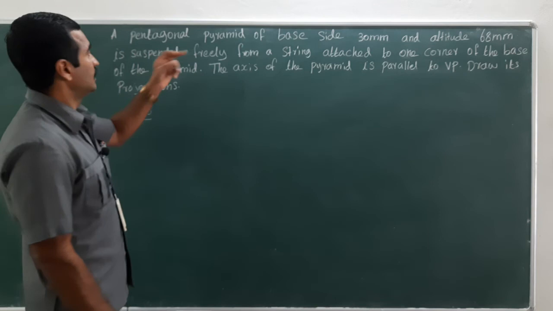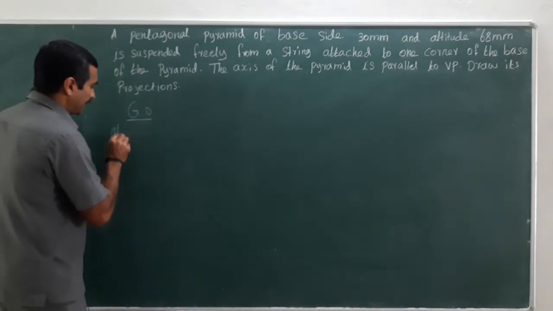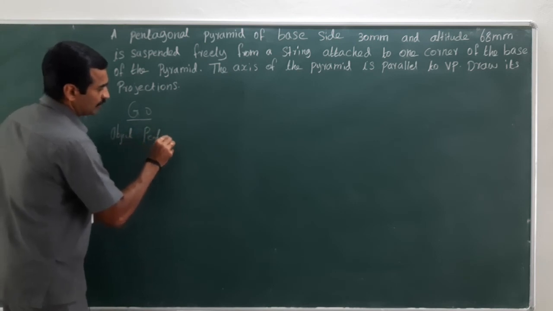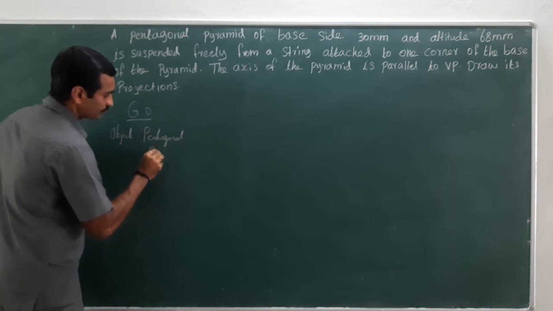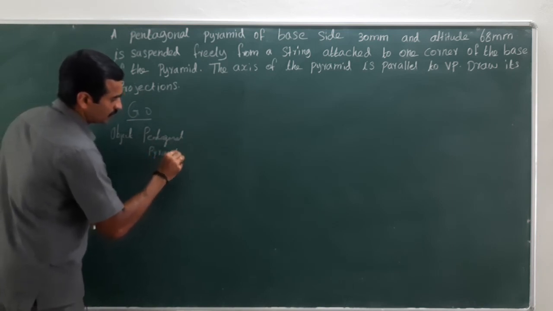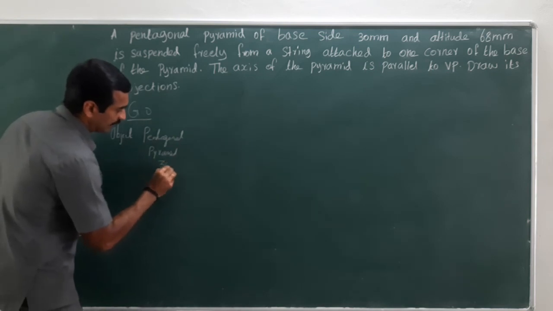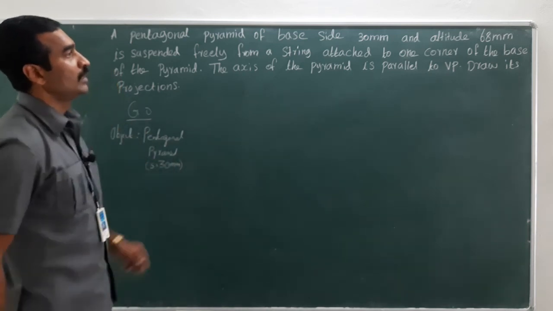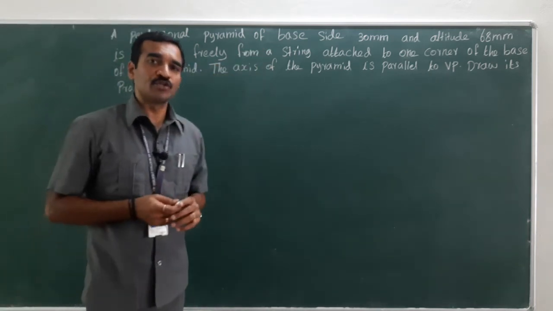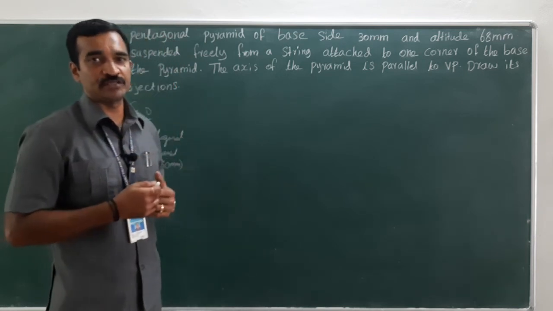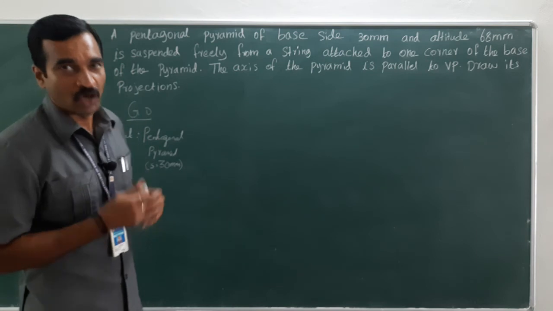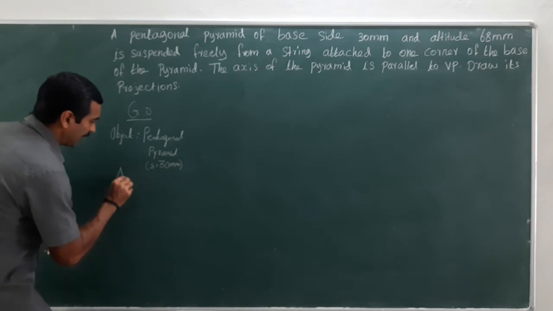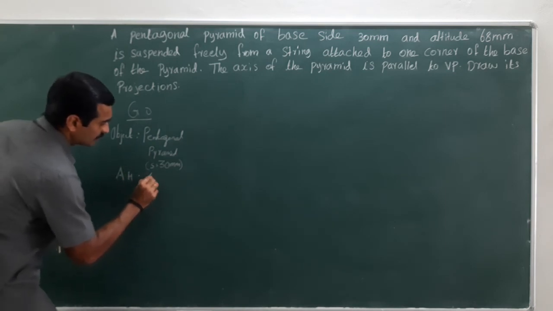Here the object is a pentagonal pyramid, of side 30 mm. So, S is equal to 30 mm. And altitude. What do you mean by altitude? Altitude is nothing but the height, that is axis height or the length of the axis. So, axis height is 68 mm.